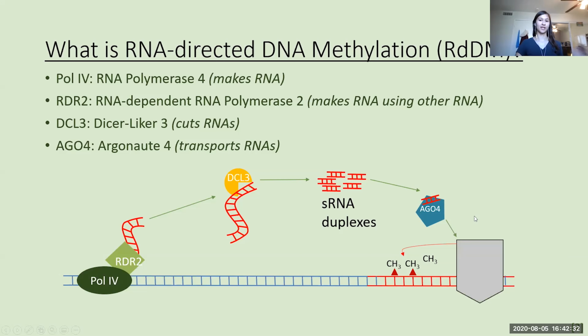And then these duplexes are loaded into an Argonaute protein called AGO4, which then goes on to interact with more molecular machinery, which is actually quite a few proteins, but I've kind of generalized here into this one gray shape for conciseness, which then methylates DNA. And so that's kind of the general process.